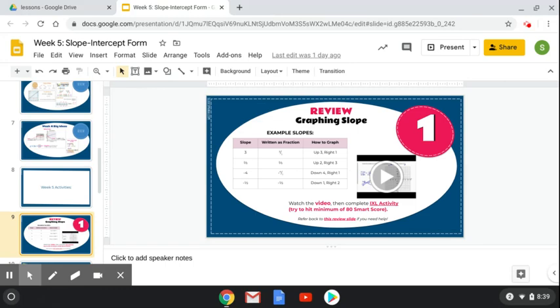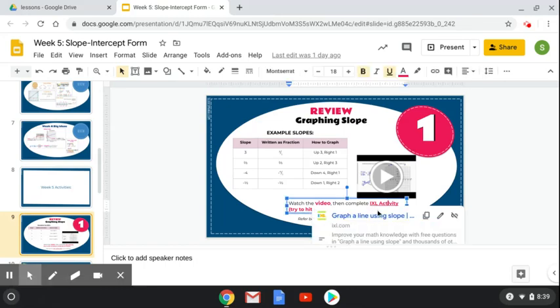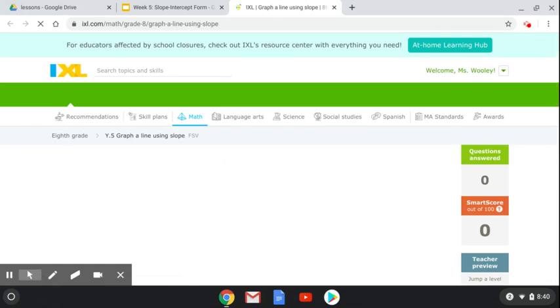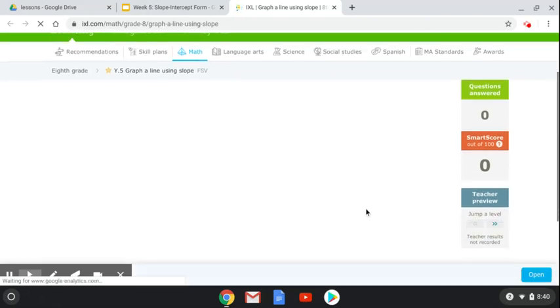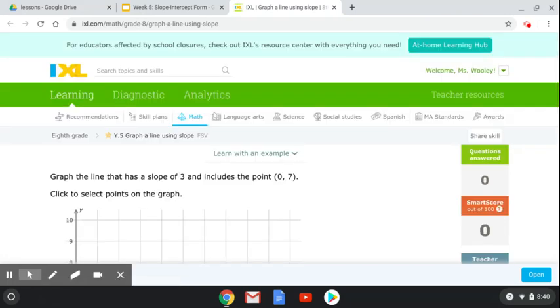So the first thing you're going to do is watch a video about graphing when you are given the slope and a point. And then you are going to go to IXL and you're going to actually practice graphing the slope and a point to graph the line of an equation. So I'm going to look at this first example with you and just model it so that after you watch the video on this Google Slides, if you still have questions, you can go back and look at the video that I'm creating now a second time.